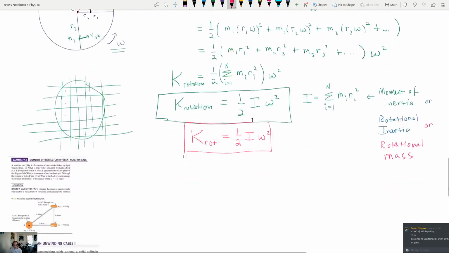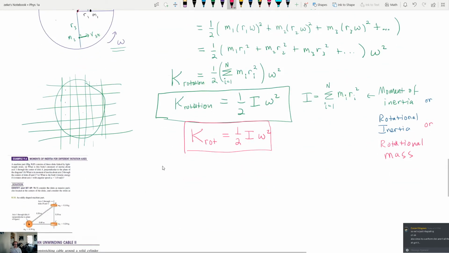So I'll write that down. So moment of inertia I represents how hard it is to rotate, twist, spin an object.